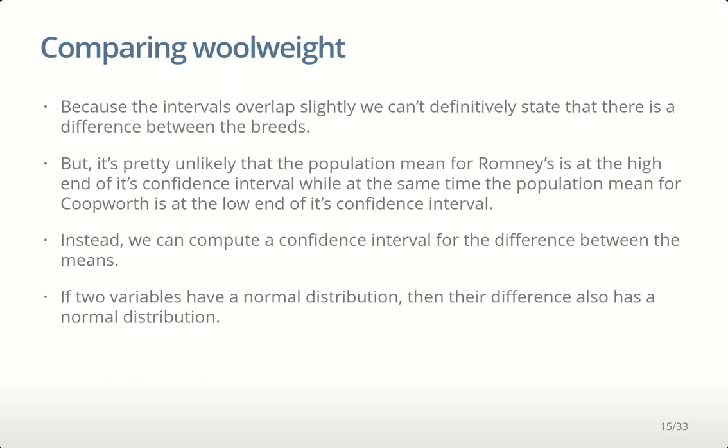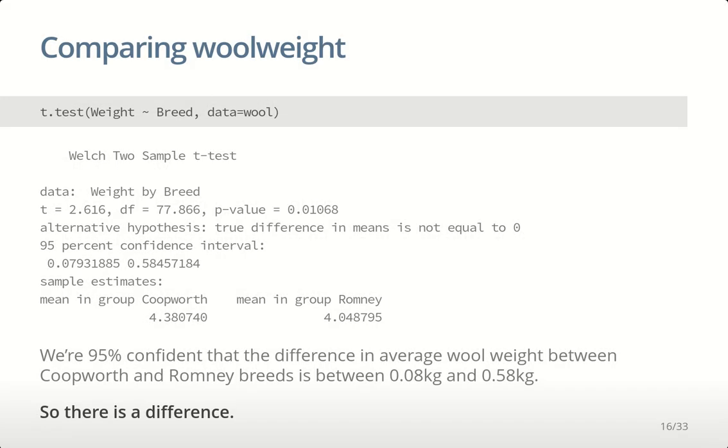And the idea is that we can use a little bit of nice mathematics that says if the two variables have a normal distribution, which they do, right? The sample means have a normal distribution centered on the truth, centered on the population mean and with some spread. So the sample means have a normal distribution. Then the difference between them also has a normal distribution. Okay. And so we can do a different type of t-test, which is this one here.